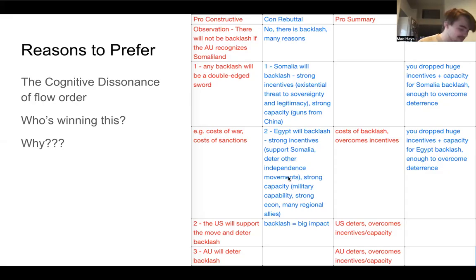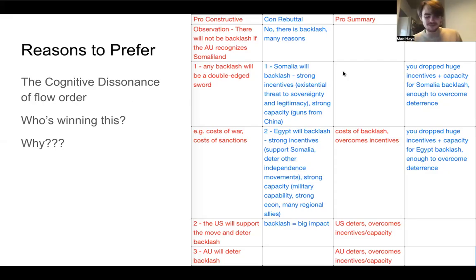But then the neg stands up in their summary, and they're like, no, no, no. You've conceded that Somalia has incredibly high incentives and all of the means that they need to do this backlash, which is enough to overcome any of this hypothetical deterrence that you talk about. And you completely conceded that there's massive incentive and capacity for Egypt to help out and also do their own independent backlash, which is also enough to overcome deterrence. Maybe this is an existential threat for Somalia, right? And so even if there is a possibility of deterrence, there's strong enough incentives and capacity for Somalia to do this. You've completely conceded this mechanism. It's over for you. We have super good offense here that can win us the round.